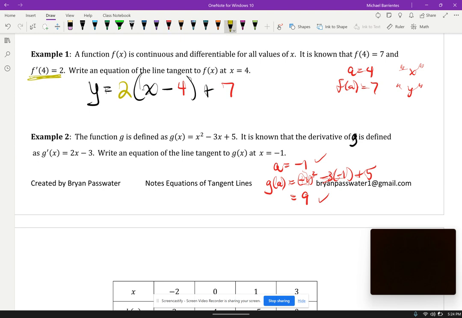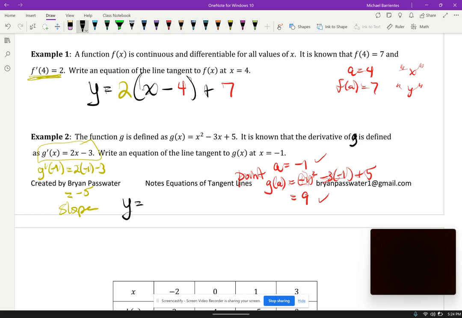Great. Do I have the slope? Well, I don't have the slope, but I have a formula that can help me figure out the slope. So if I'm looking for g prime of negative 1, well, that would be 2 times negative 1 minus 3. This formula will help me find the slope because that's what it says. To find g prime of any x, multiply 2 times your x value minus 3. Well, 2 times negative 1 minus 3 will give me negative 5. I have my slope. I have my point. So I can write my equation.